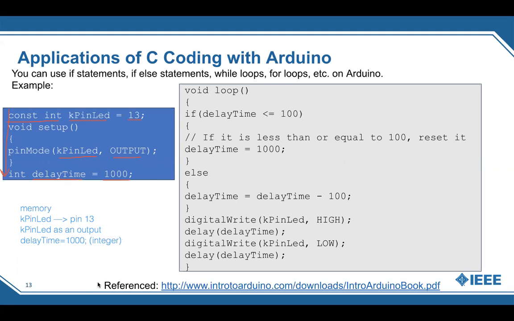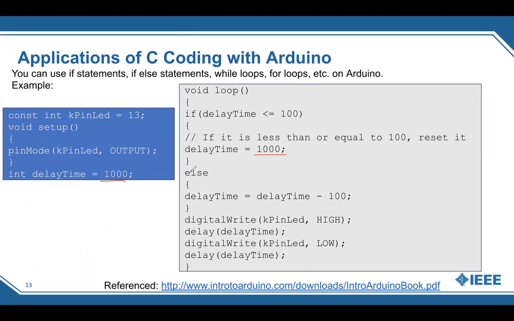And now that we have that in memory, we're going to run through this code in the loop continuously, so over and over again. And what's going to happen is if the delay time is less than 100, then it's going to reset the delay time back to 1,000. So we started, our delay time was set to 1,000. So is 1,000 less than 100? Nope, it's greater than.